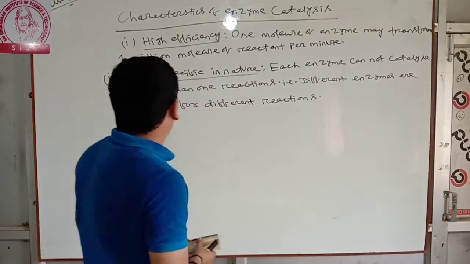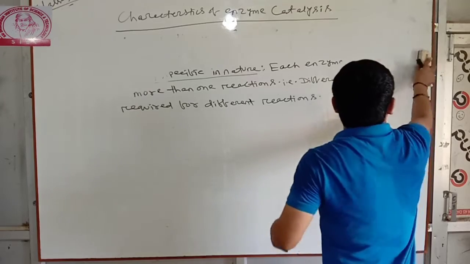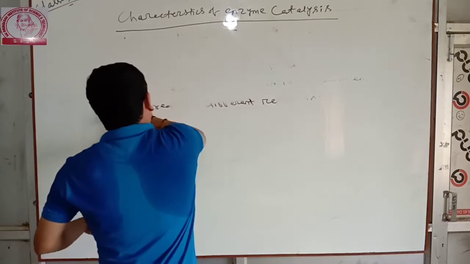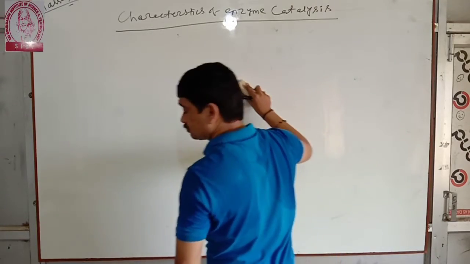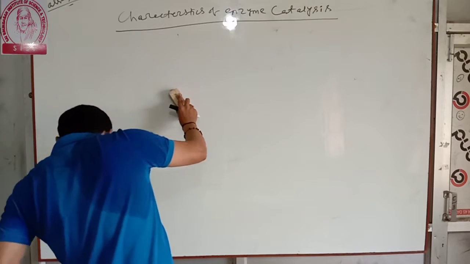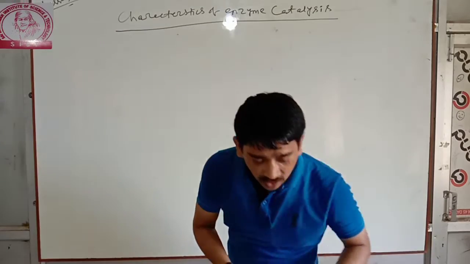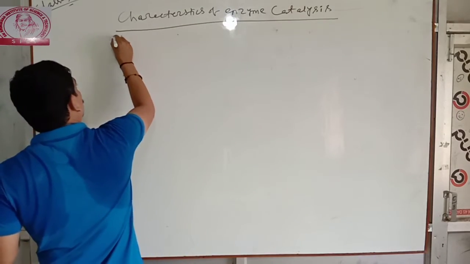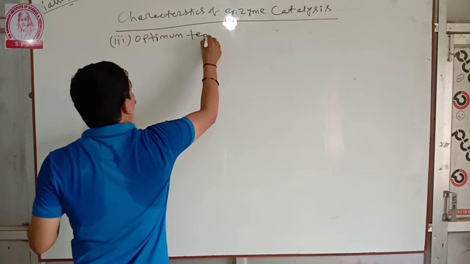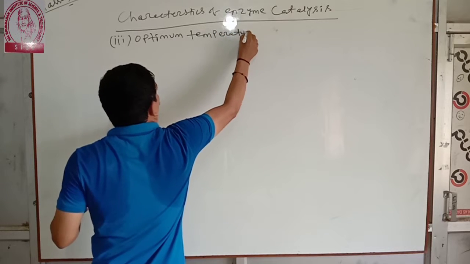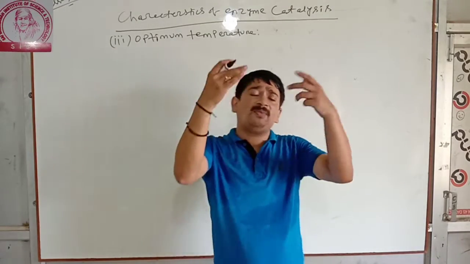Next is the third point, optimum temperature. What is optimum temperature? The temperature at which efficiency of an enzyme is maximum.